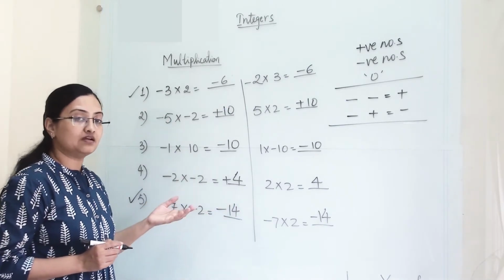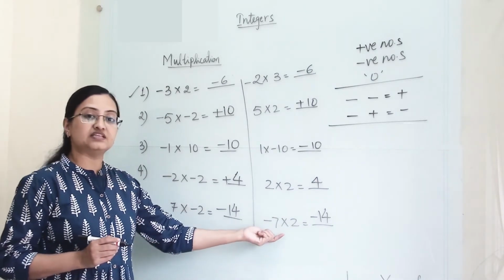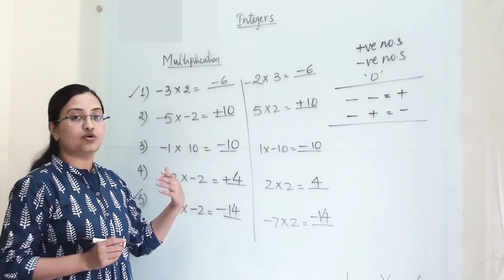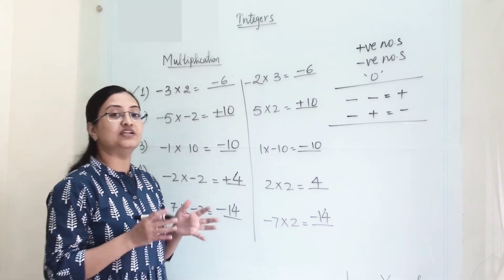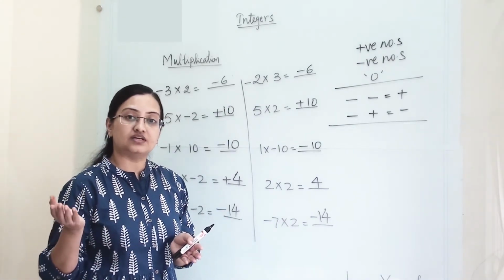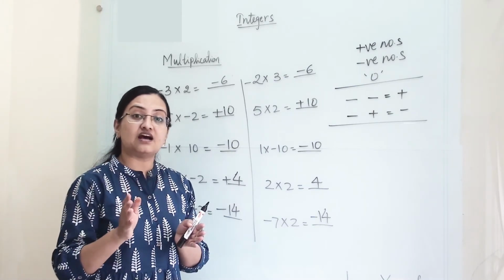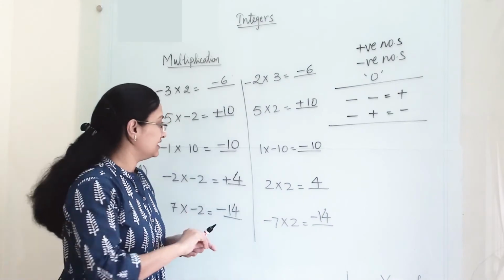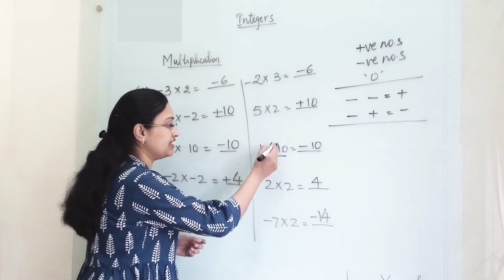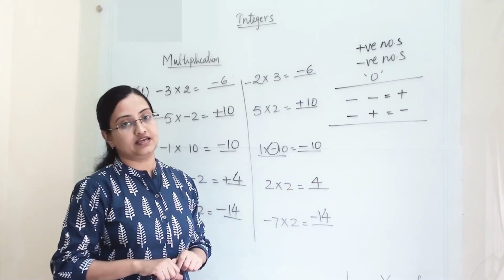It doesn't matter whether bigger number is carrying positive sign or bigger number is carrying negative sign. It all depends upon how many negative signs are there. If negative signs are there in even count, then our answer is positive. If negative signs are in odd count, like this is odd count, only one negative sign is there, then our answer is negative.